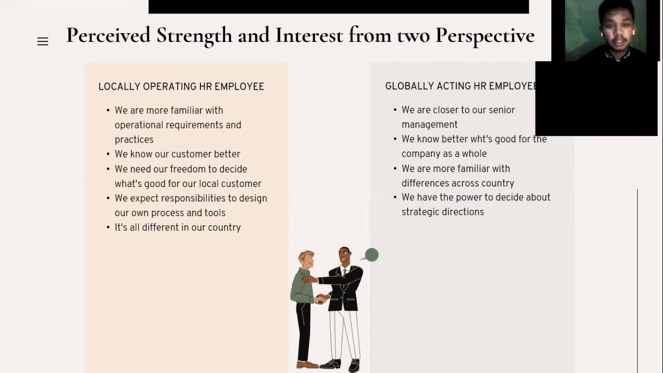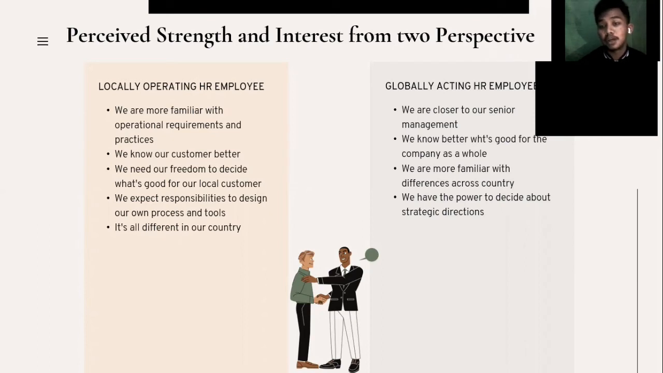my previous teammate. So here I want to explain the perceived strength and interest from two perspectives, the locally operating HR employee and the globally acting HR employee. The first one is the locally operating HR employee. The first point is we are more familiar with operational requirements and practices. We know our customer better. We need our freedom to decide what's good for our local customer. We expect responsibilities to design our own process and tools. And the last one is it's all different in our country.